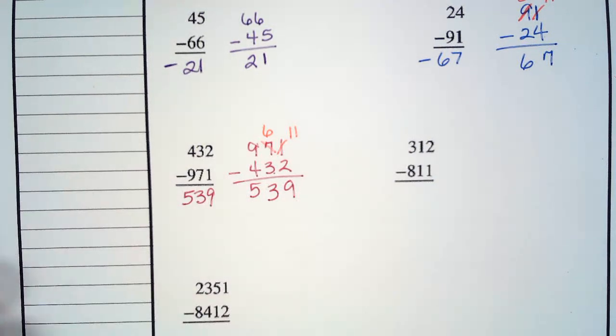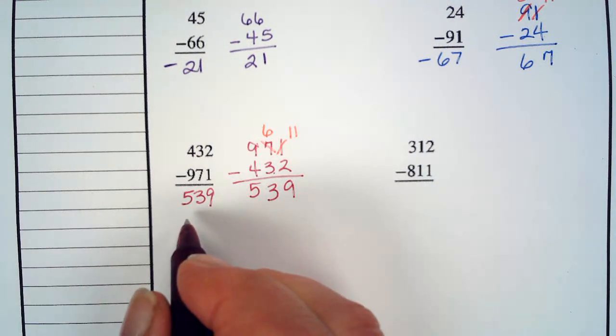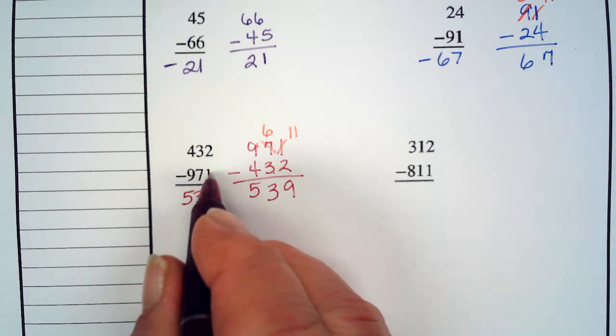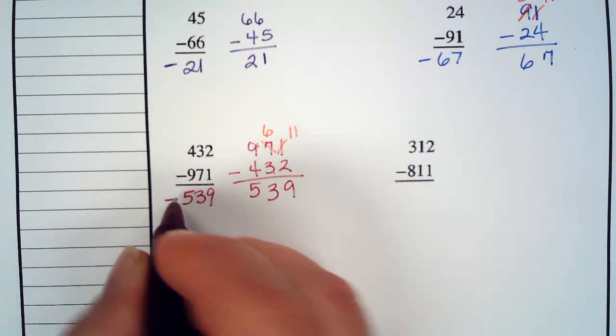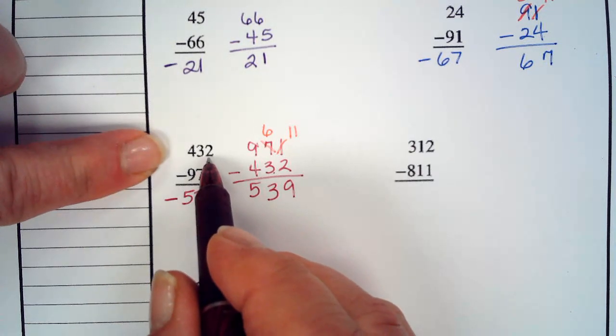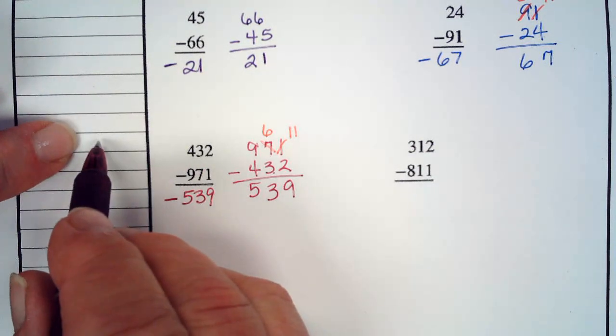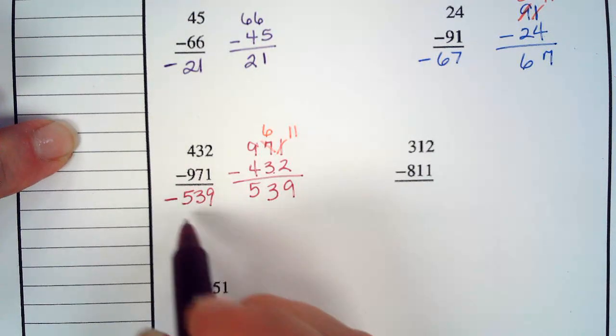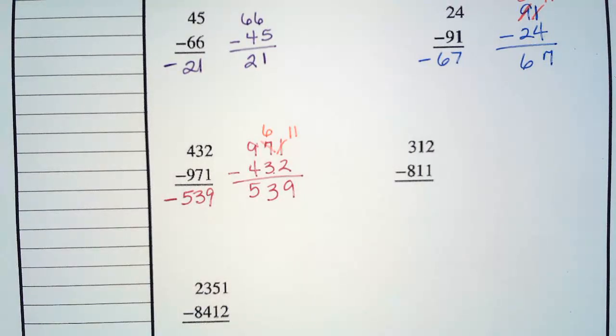539. Is it positive or negative? 539. ¿Está positivo o negativo? Well, the bigger number is negative, so this becomes negative. Think about the why. We're starting at 432 and we come 432 units down our number line. But we still have 500 and some to go, so it goes into the negative area. Pause the video and do the last one on your own.